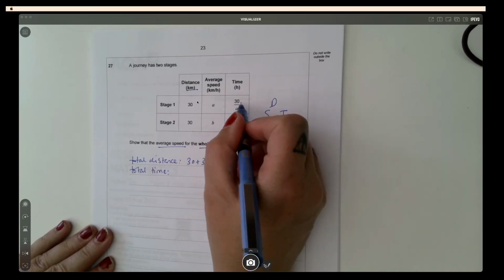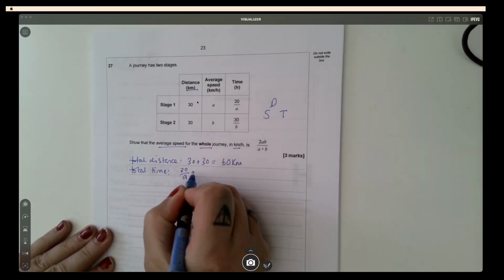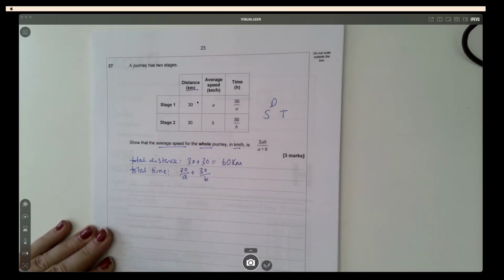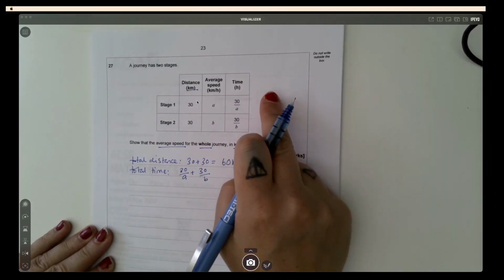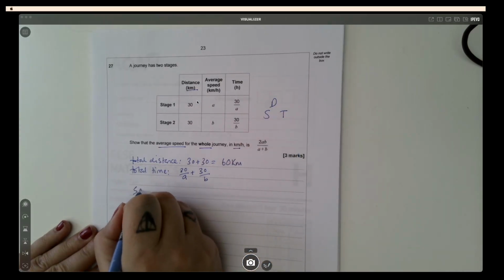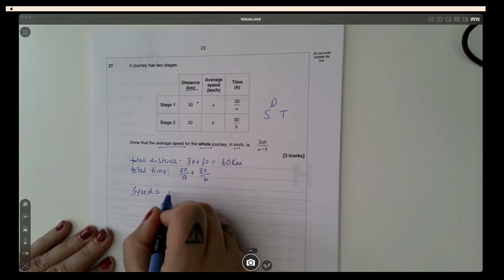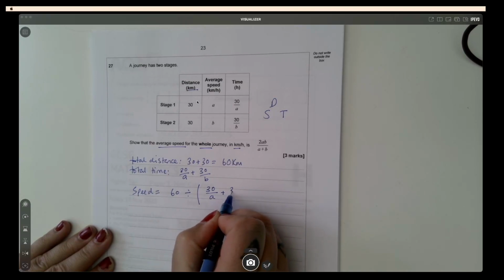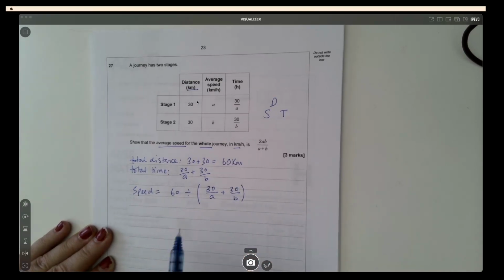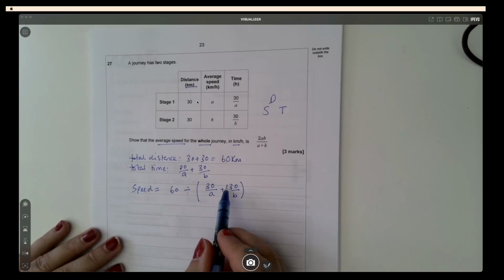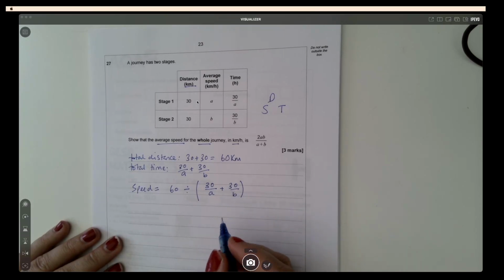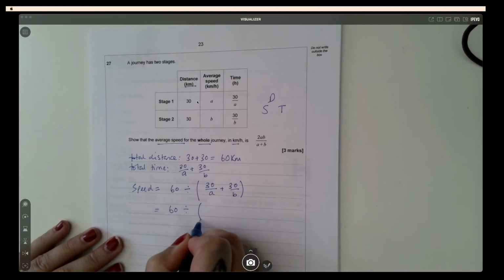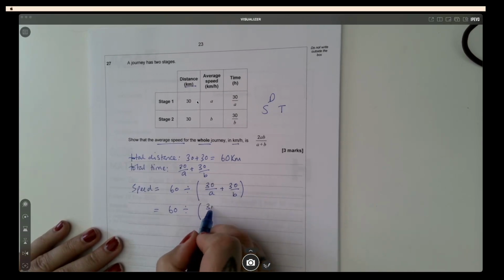The total time is 30 over A add 30 over B. So to find speed, we will do distance divided by time. So speed equals the distance, total distance of 60, divided by the time. So we're going to deal with this fractional part first. So it's an addition of two fractions. So we need a common denominator, then we can represent it as one fraction. So it's going to be 60 divided by, I'm going to multiply this fraction by b. So it will be 30b over ab.